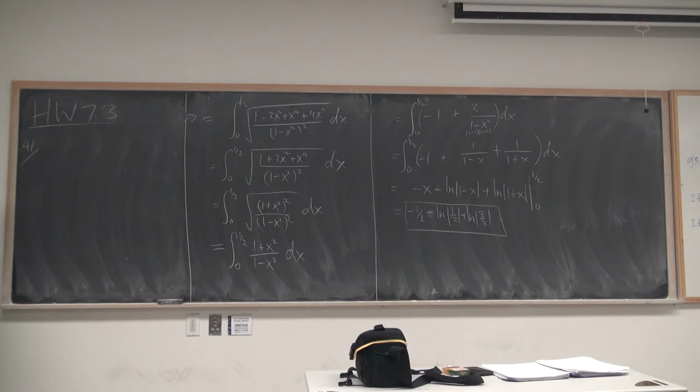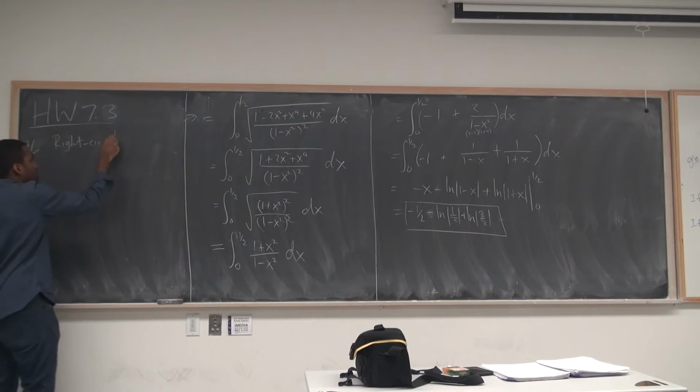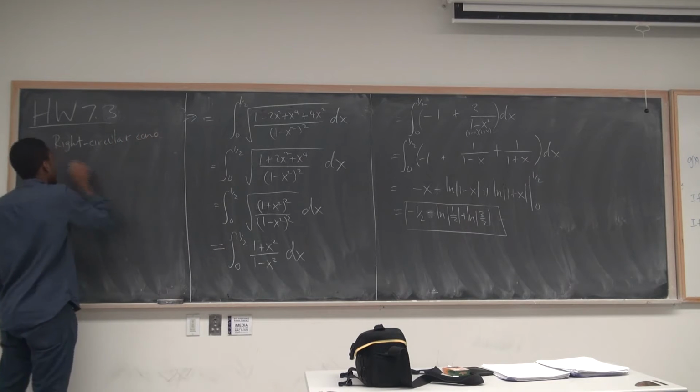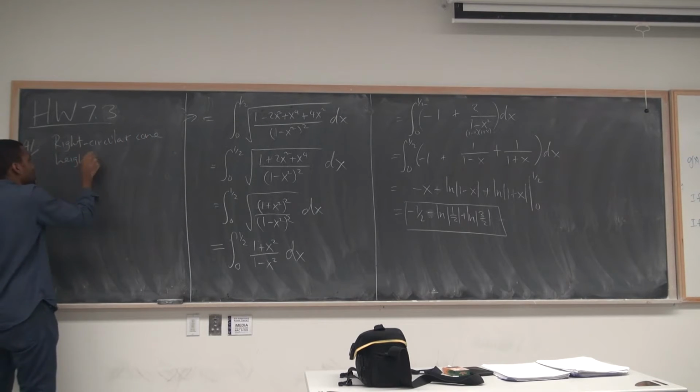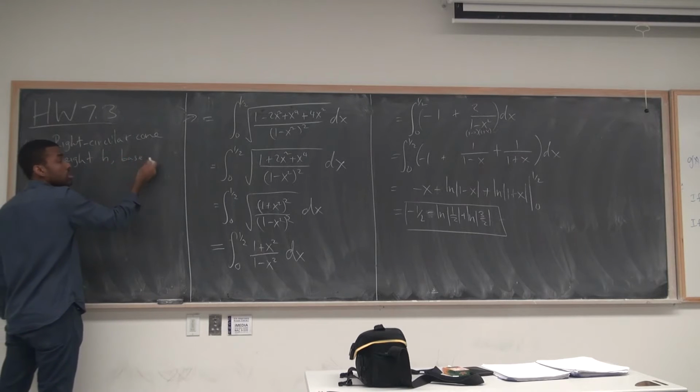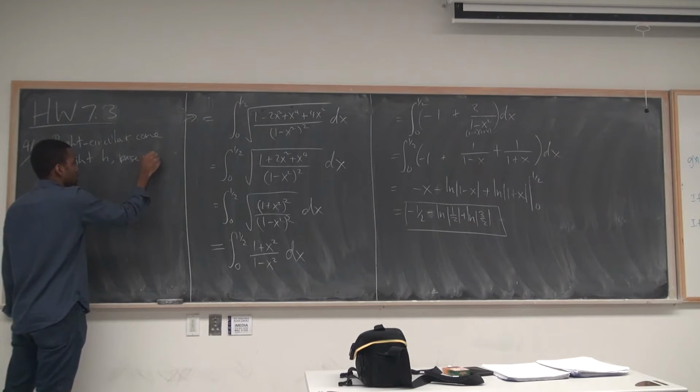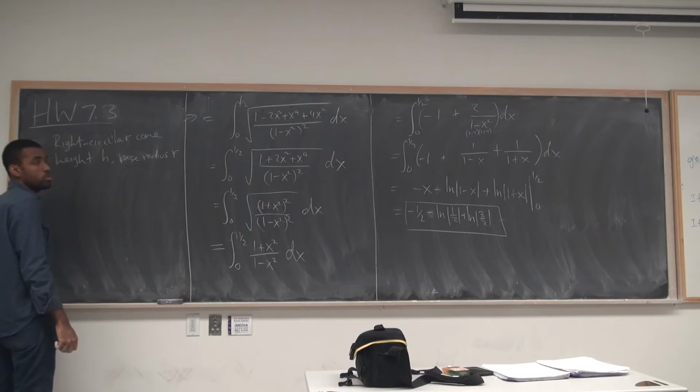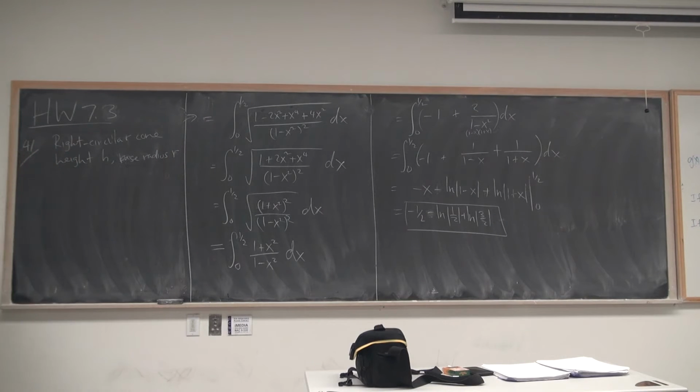A right circular cone with height h and base radius r. Oh, those ones. Right circular cone, height h, base radius r. Okay. What are we supposed to do? Just find the volume? Well, you could use any method you want. How would you figure that out?